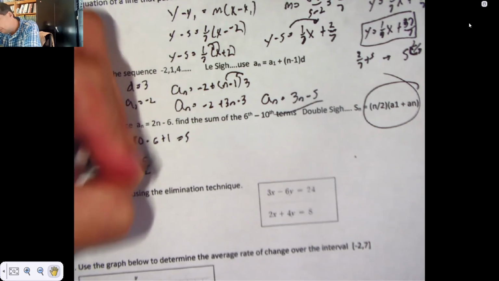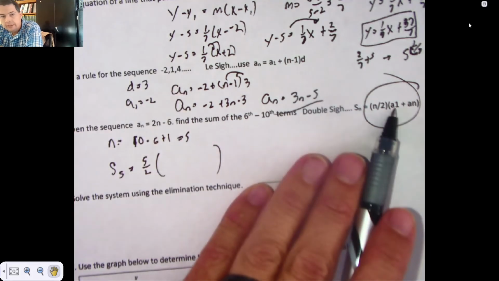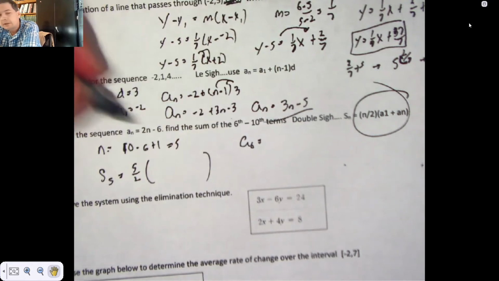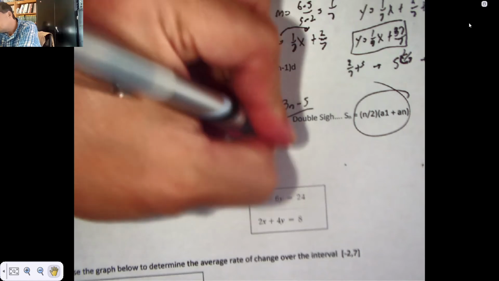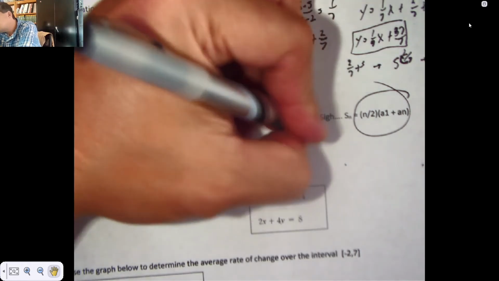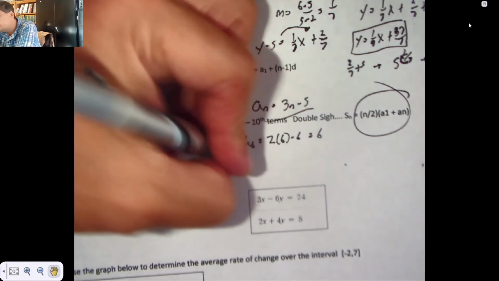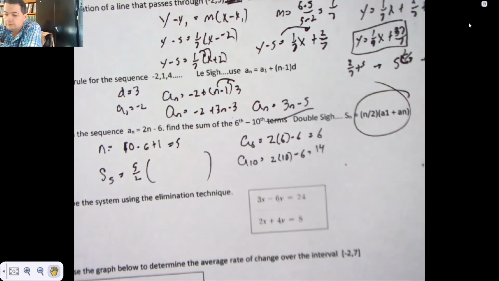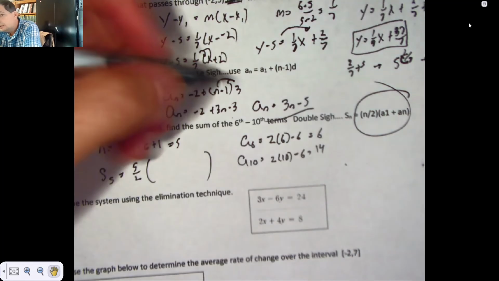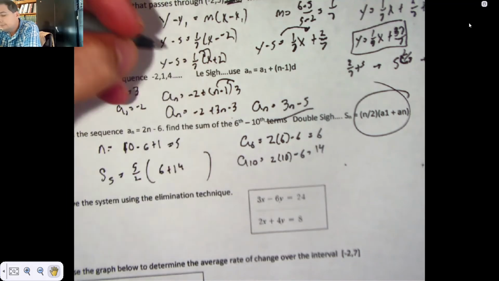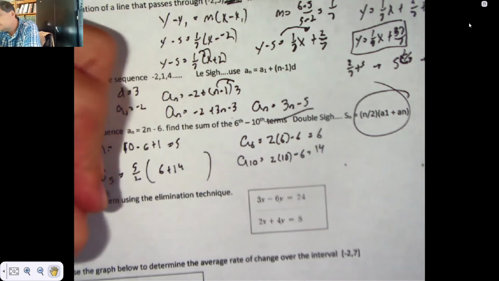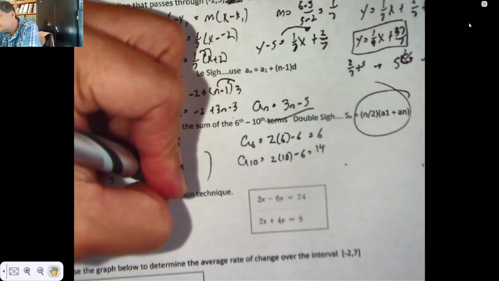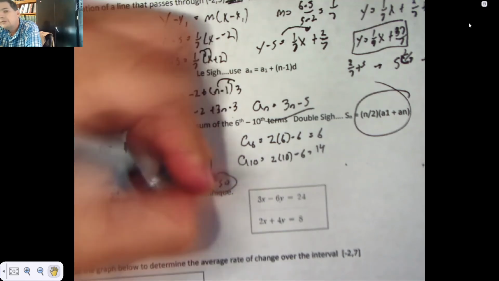It's going to be 5 over 2, parentheses. A sub 1 is the first term you care about. So we got to find a sub 6 by taking a 6 and plugging in right there. Twice a 6 minus a 6 is going to be 6. The last term is found by plugging in a 10. So twice a 10 minus a 6 is going to be 14. Last I checked. So inside the parentheses is 6 plus 14, which by the way is 20. Sum of 5 things is 5 halves of 20. Half of 20 is 10, so 5 times 10, and 50 is my answer.